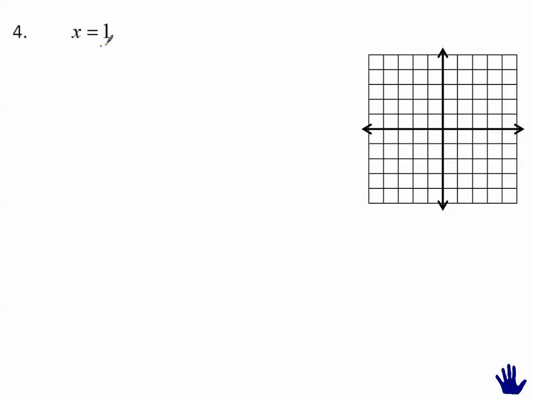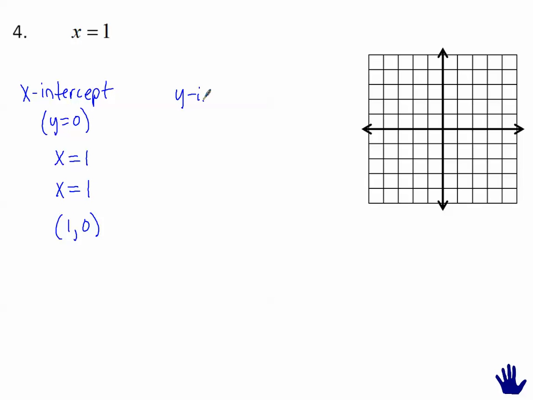Number 4, x equals 1. Again, we'll start with the x-intercept. That is where the y equals 0. So for our equation, x equals 1, I don't see a y, so I can't put 0 for the y. So I stay with x equals 1. That means my x-intercept is 1, 0.